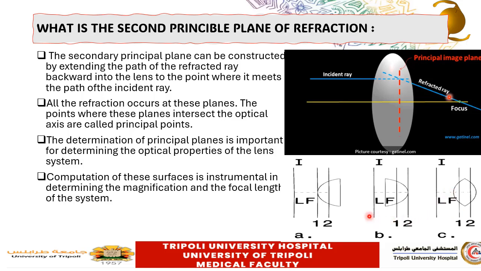So this is an example of a convex plano lens. This is an example of a plano convex lens, and this is an example of a biconvex lens. This is the primary and secondary principal planes, and this is the iris, and this is the lens factor, that is the distance between the back surface of the iris and the secondary lens plane.